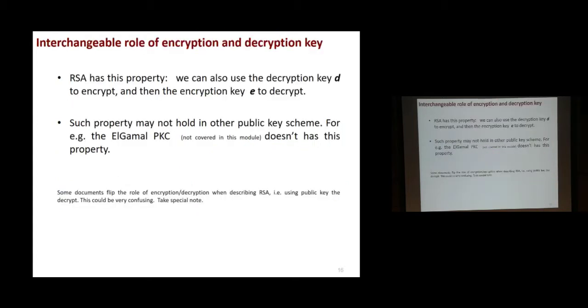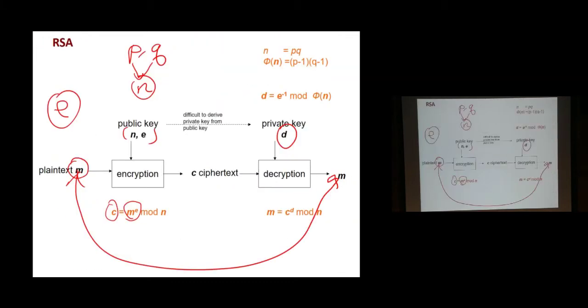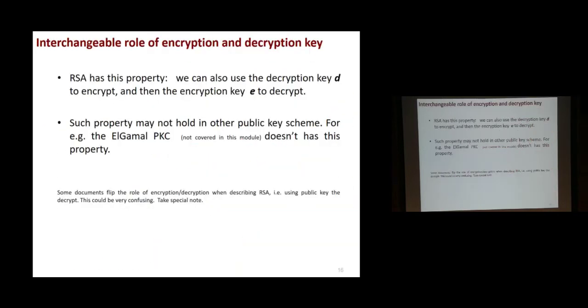There is a property of the encryption and decryption keys of RSA which is very confusing. Sometimes you can use the decryption key to encrypt, and then use the encryption key to decrypt, and it will work also. If you use D here to encrypt, then you can use E to decrypt, because the design is symmetric. And it's very confusing.